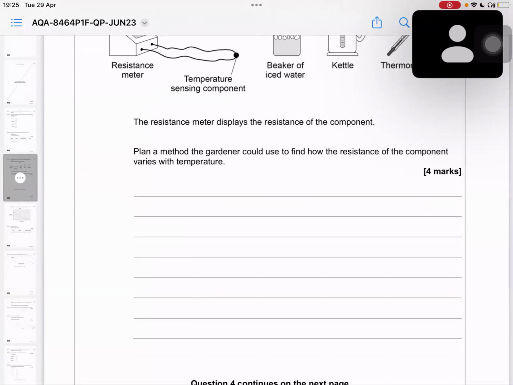Okay, so did you understand my procedure for the experiment? Did you understand my explanation for the experimental method that the gardener could use as we suggested? Yes. Okay. If you do, then we can move on.